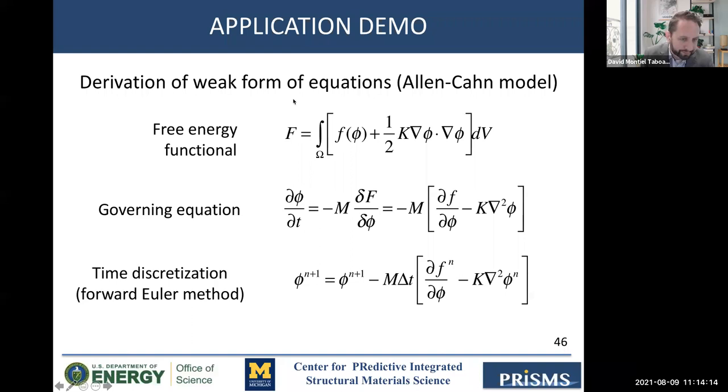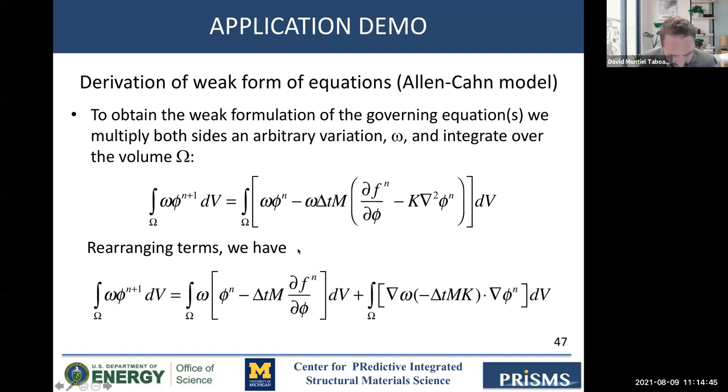There are different places to start, but in PRISMS-PF, the documentation usually starts from the time-discretized, forward Euler version of the equation. So we have the governing equation, which is a continuous equation, and the first step is discretizing time. I apologize, this should be on the right, the bottom equation: phi n plus one equals phi n.